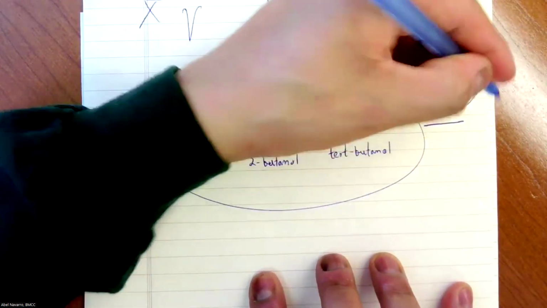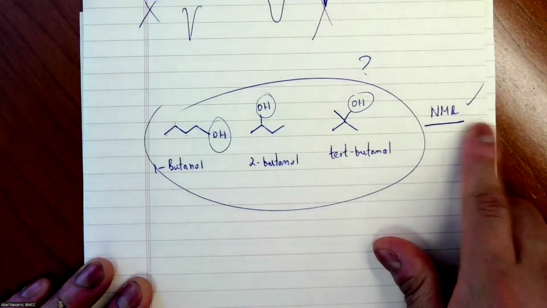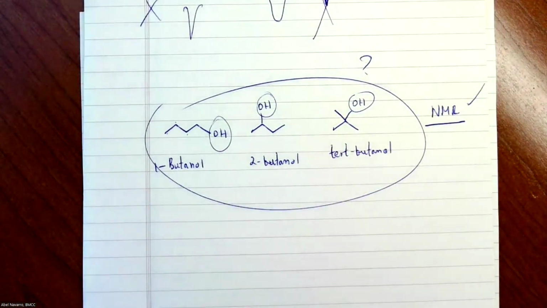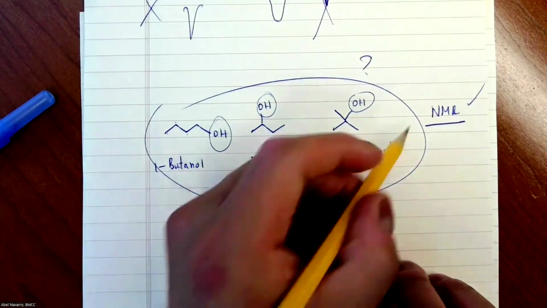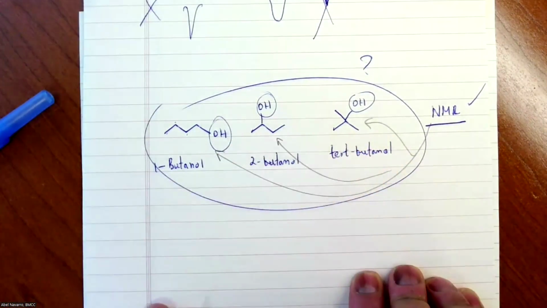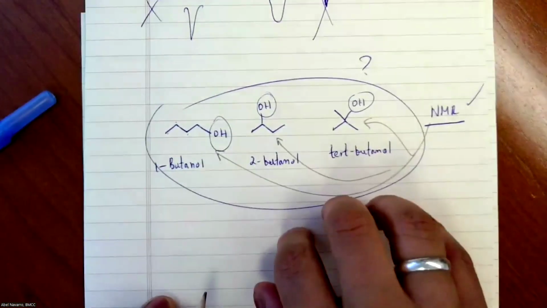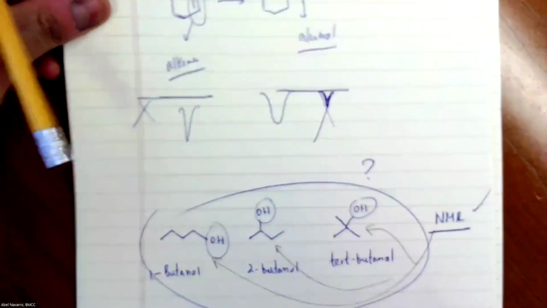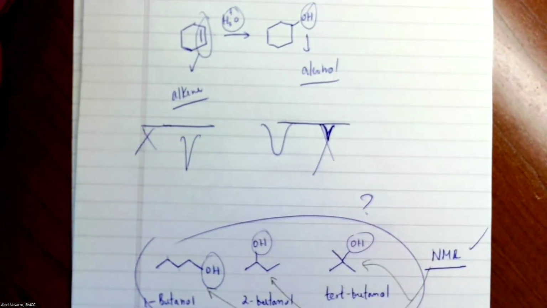Chapter 16, NMR. The solution for structure determination is NMR. NMR is definitely a more powerful technique that will allow me to distinguish between butanol, 2-butanol, and tert-butanol. So that would be next. That's actually a little bit more complex, but definitely more powerful and more useful for structure determination.